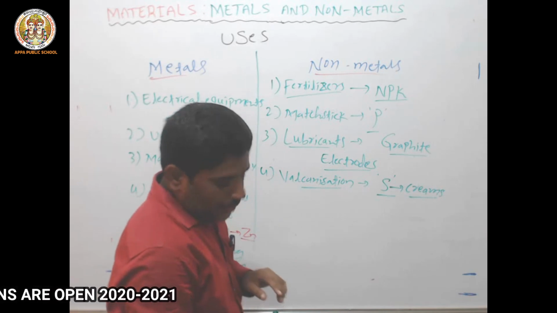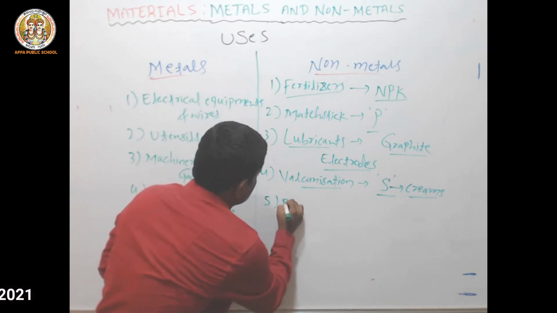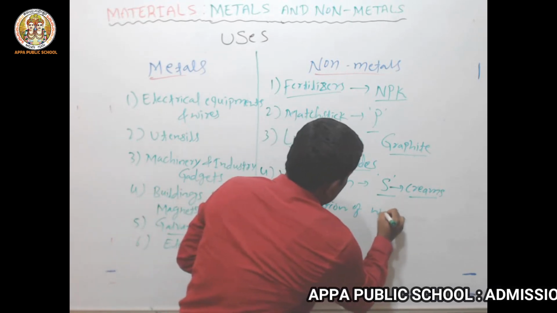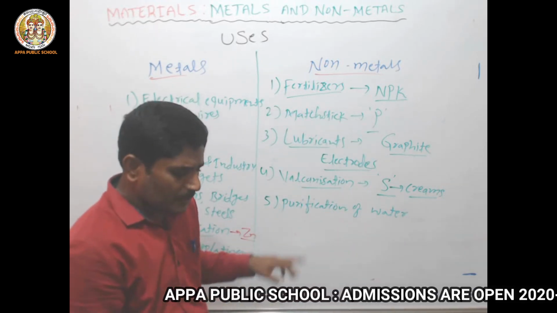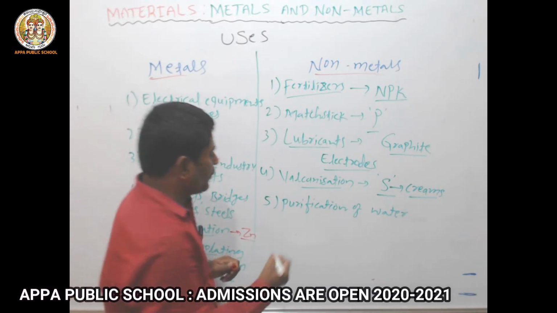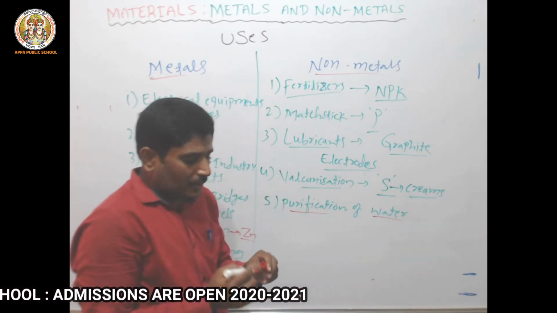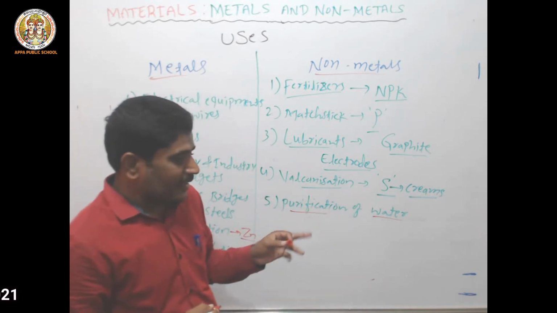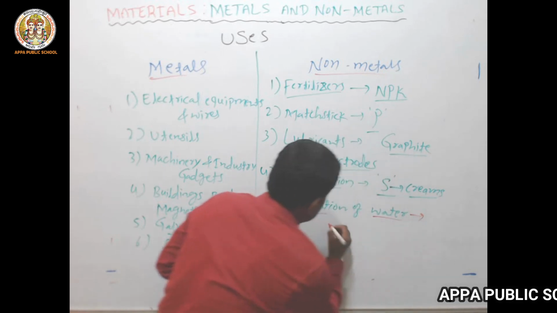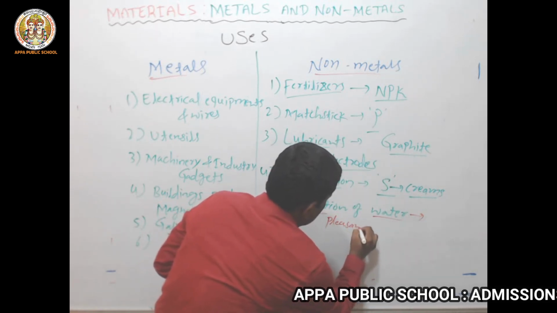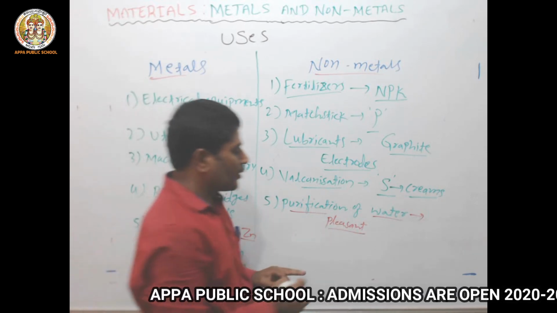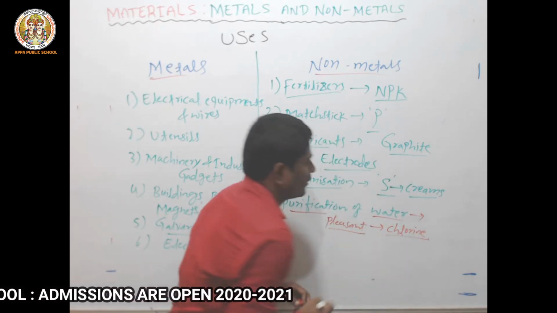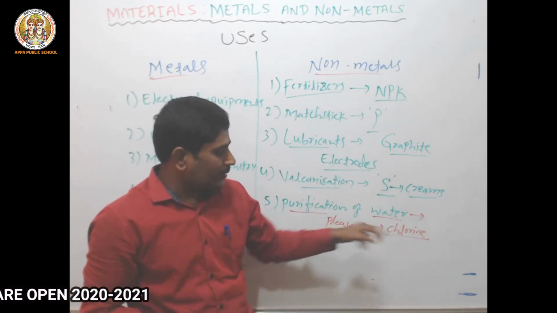Isn't it? Next, purification of the water. But how are we going to purify the water? You know very well, the municipality water will come. I think you got a smell in that water, a pleasant smell. Why it is pleasant means they are going to add a chemical, that is chlorine. Chlorine tablets are there. Bleaching powder they are going to add in that water.